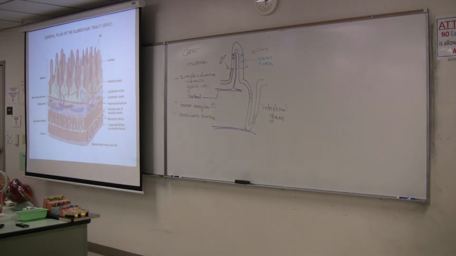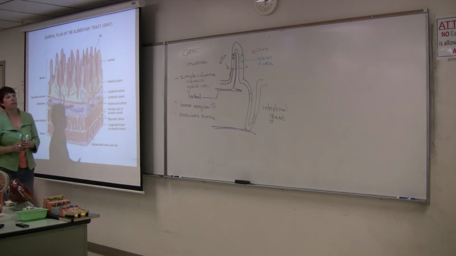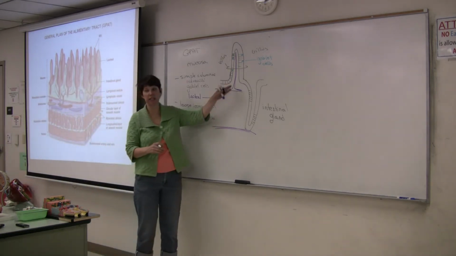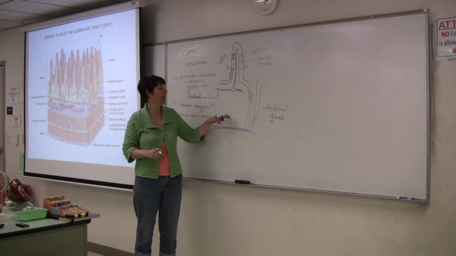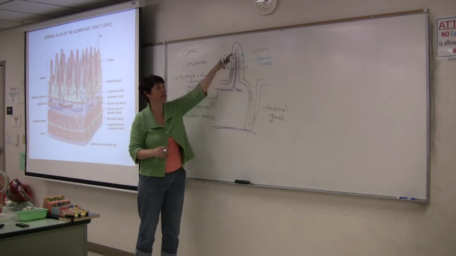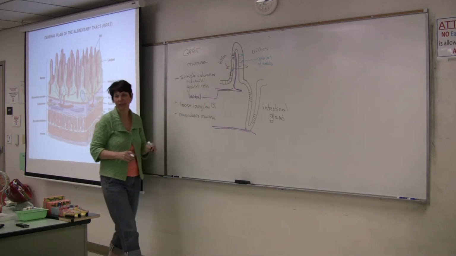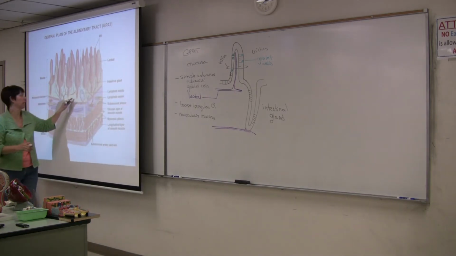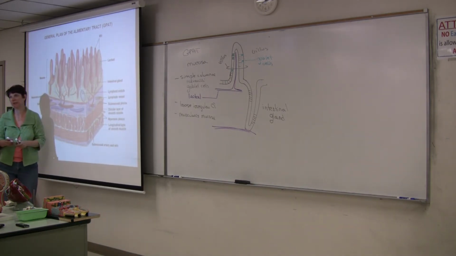Is that within this space? So the loose irregular connective tissue is going to have additional glands, all right? But yes, all of this in here would be loose irregular connective tissue. This yellow material that you see here.